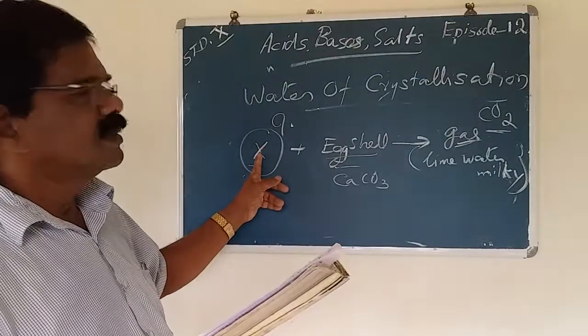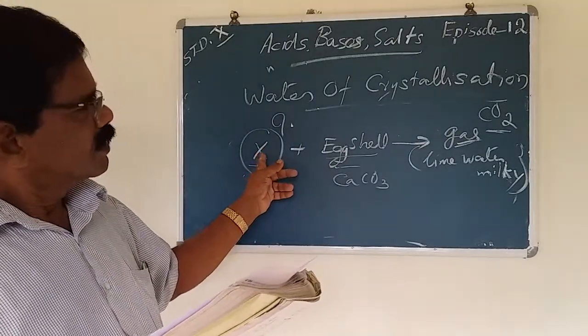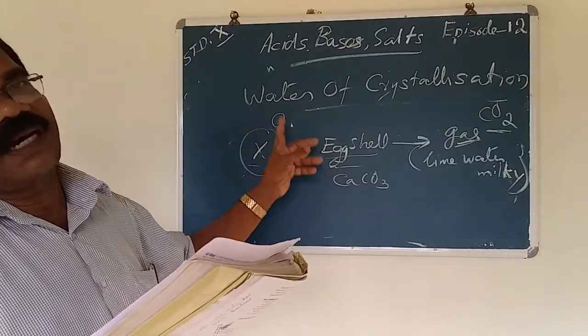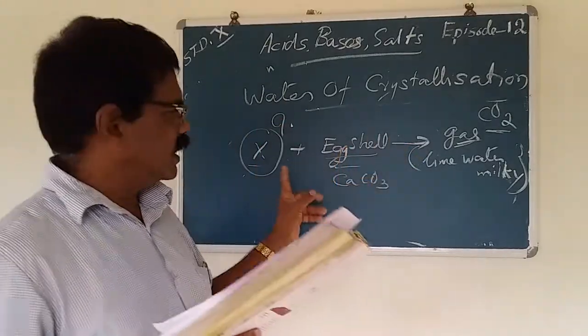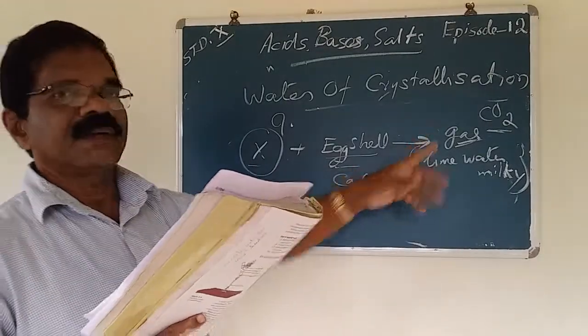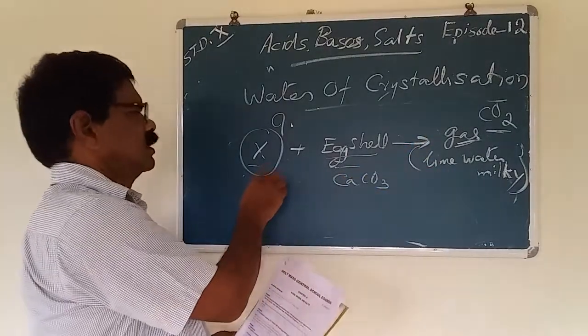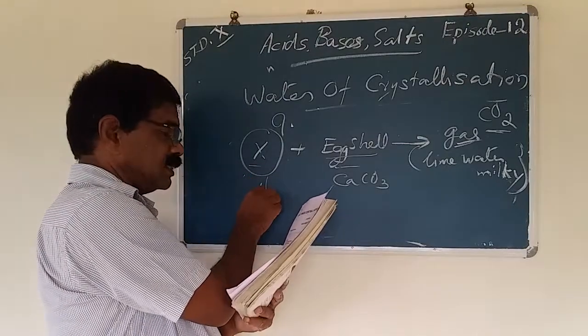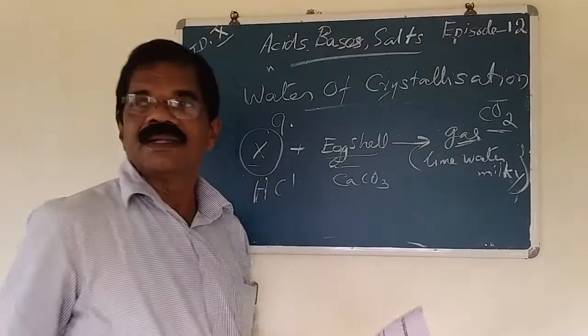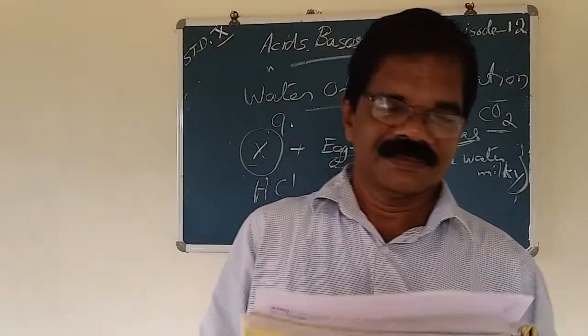Acids react with carbonates to produce carbon dioxide. In the given list, the acid is HCl. So the answer is HCl.